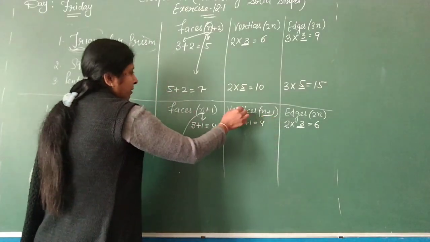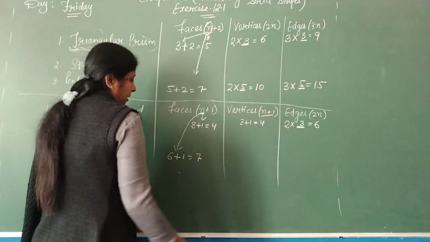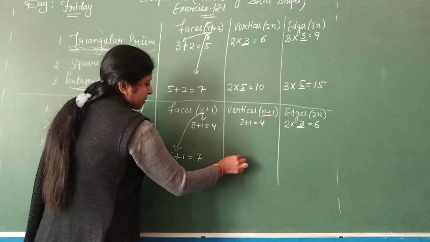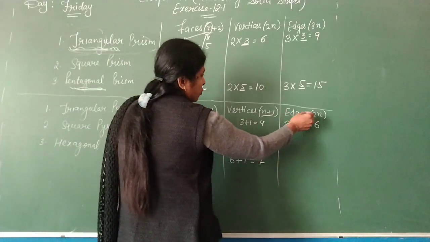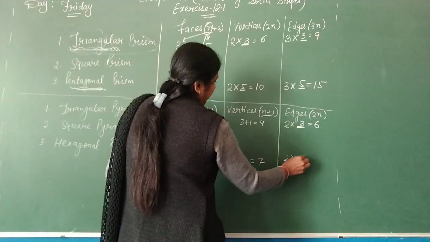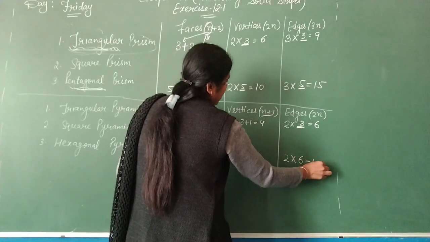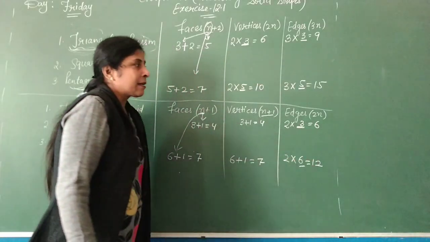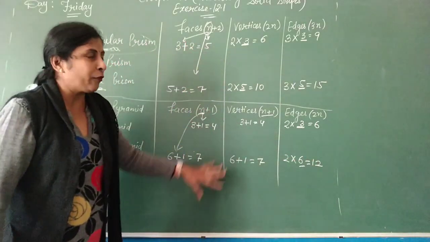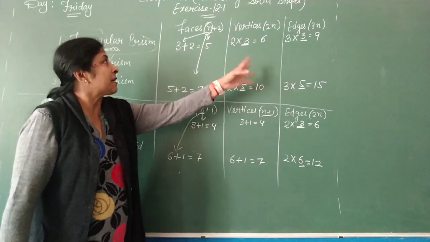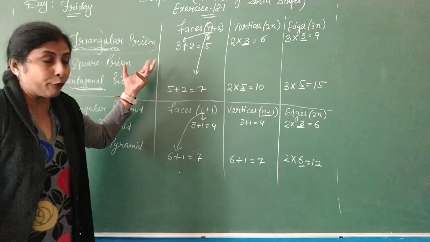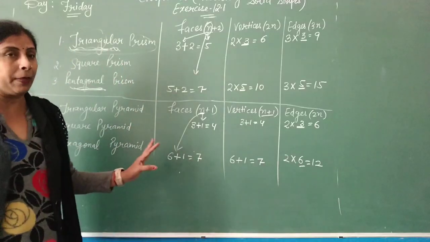Again vertices. Vertices is also n plus 1 and the value of n is 6. 6 plus 1 is equal to 7. Edges is 2n. 2 multiply 6 is equal to 12. So with the help of these formulas we can find the number of faces, vertices and edges of any type of prism and any type of pyramid.